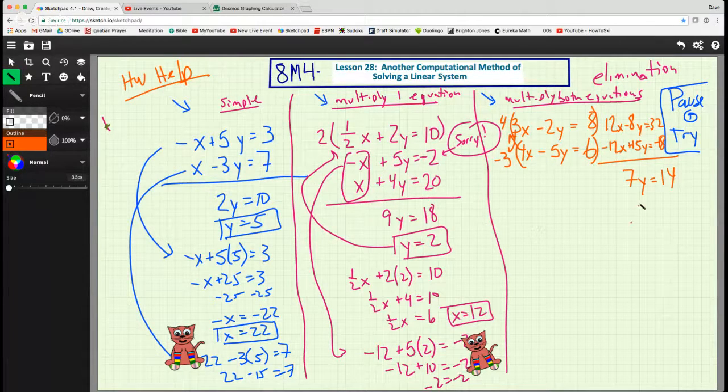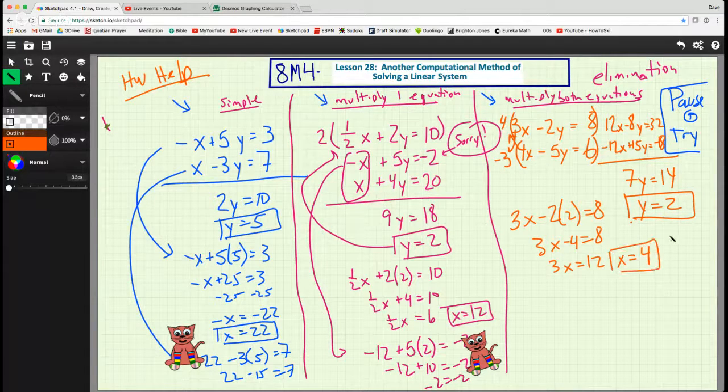And y equals 2. Substitute into this first equation. We're not going to use these complicated equations over here to substitute. We want to substitute back into the original equation. So we get 3x minus 2 times 2 equals 8. So 3x minus 4 equals 8. So 3x equals 12. X equals 4. 4 comma 2 is our answer.